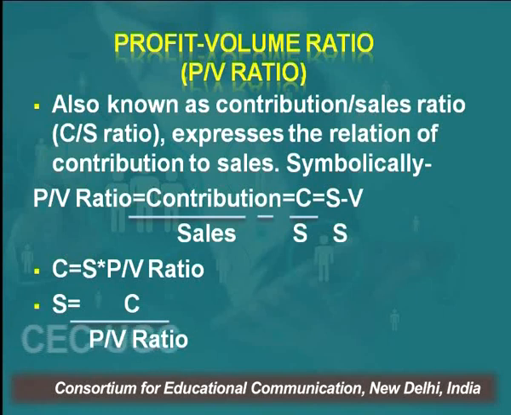And what is contribution? We have discussed this term. Sales minus variable cost is equal to contribution, or fixed cost plus profit is called contribution, or fixed cost minus loss is contribution. So the contribution divided by sales is known as the PV ratio, right? So contribution is equal to sales into PV ratio. If you know the contribution, you can say contribution divided by PV ratio is equal to sales.